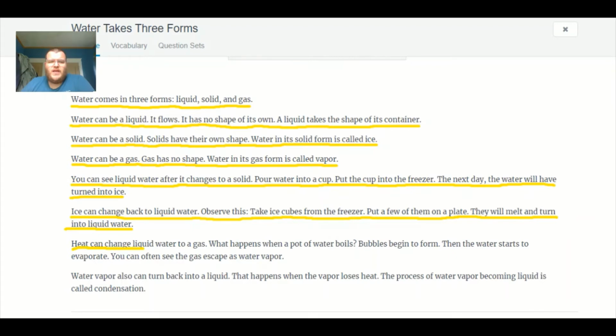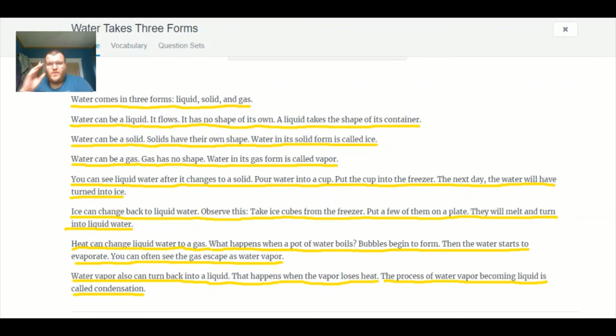Heat can change liquid water to a gas. What happens when a pot of water boils? Bubbles begin to form. Then the water starts to evaporate. You can often see the gas escape as water vapor. Water vapor also can turn back into a liquid. That happens when the vapor loses heat. The process of water vapor becoming liquid is called condensation. Great job following along with that.